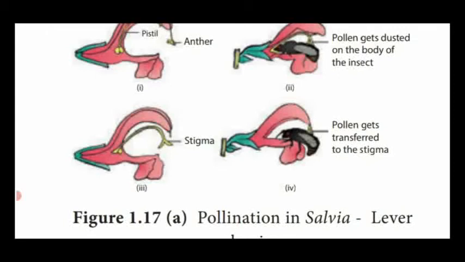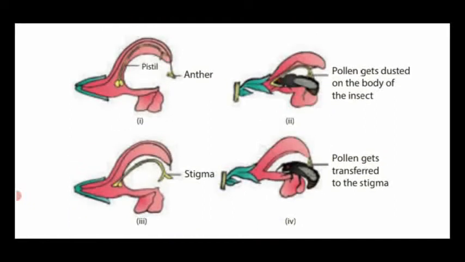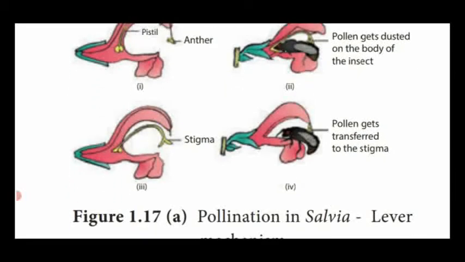Dear students, I hope that you all understood how pollination takes place in the salvia plant by lever mechanism. This is a book back question and also an important 5-mark question. Kindly note it down in your textbook or classwork.